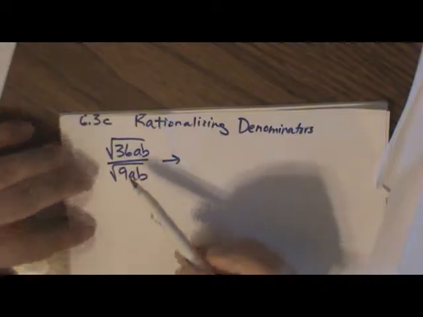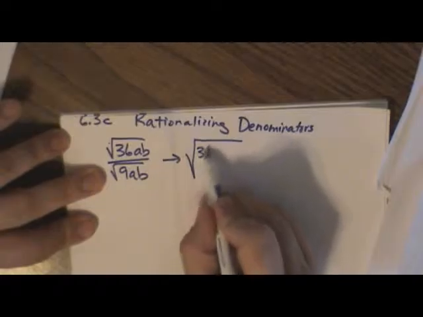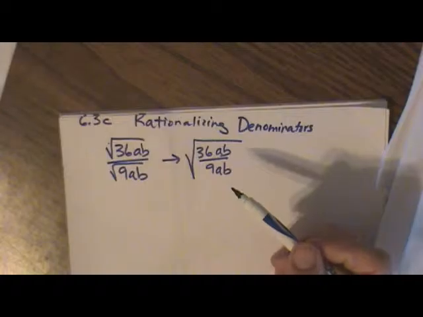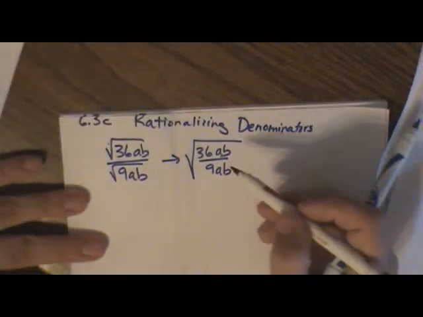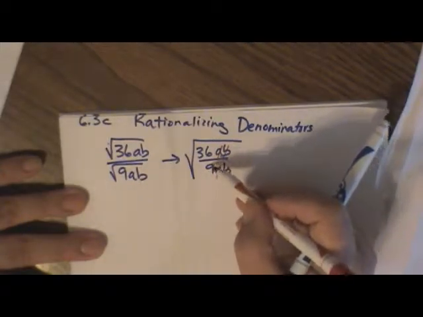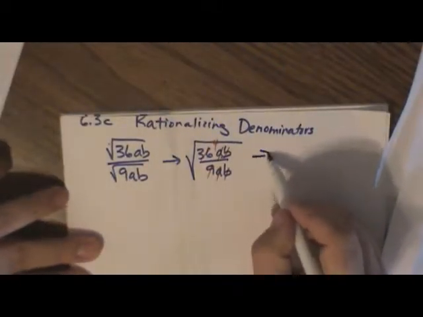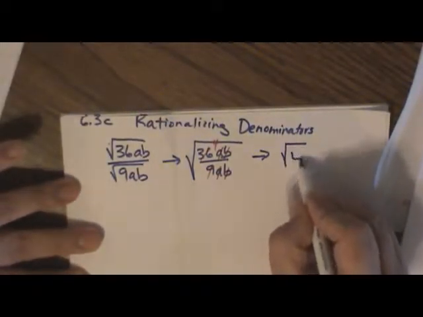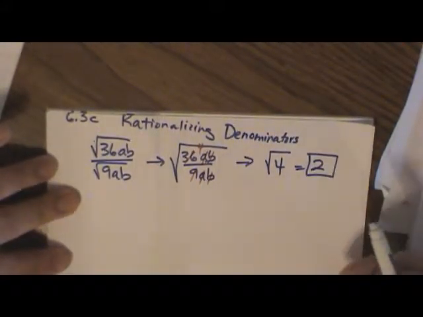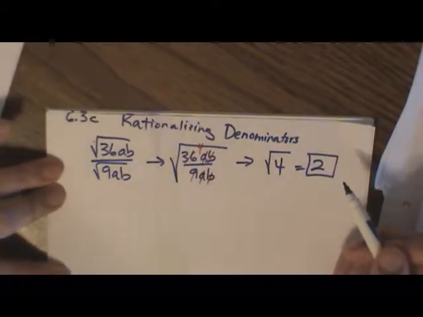Since the indexes are the same, we could write them as one fraction on the inside. And we could cancel where we could. So we know that b's would cancel, the a's would cancel. And 9 goes into 36 4 times, which gives us the square root of 4. And when you take the square root of 4, you get 2. So that would be our answer. They usually look more complex than they really are.